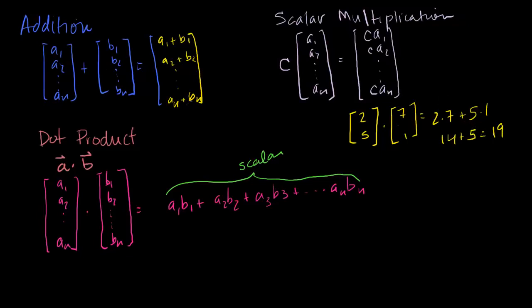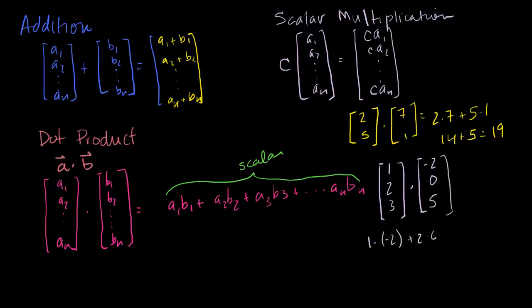Let me do one more example, although I think this is a pretty straightforward idea. Let me do it in mauve. So I have the vector 1, 2, 3, and I'm going to dot that with the vector -2, 0, 5. So it's 1 times -2 plus 2 times 0 plus 3 times 5. So it's -2 plus 0 plus 15. -2 plus 15 is equal to 13. That's the dot product by this definition.